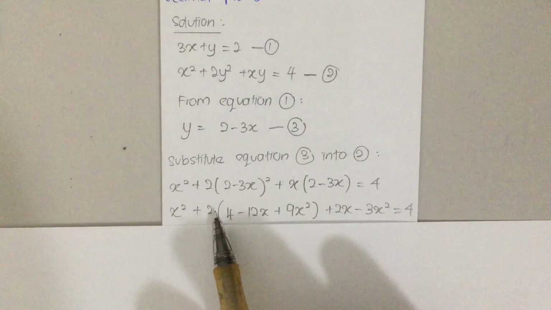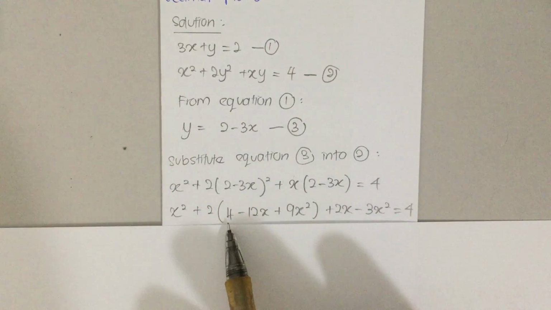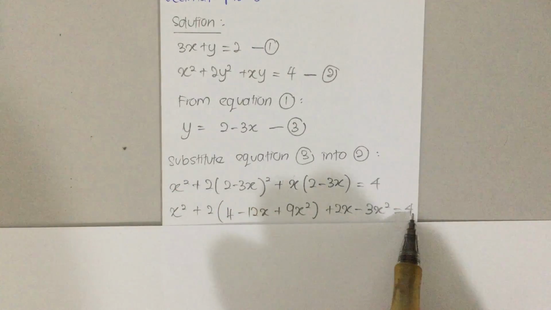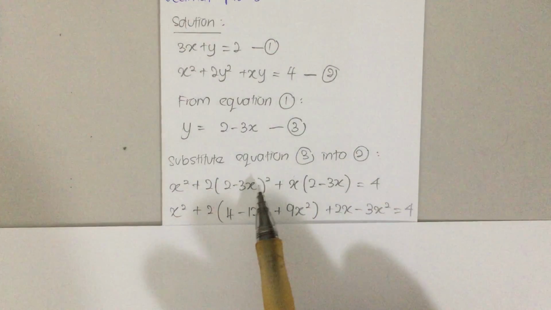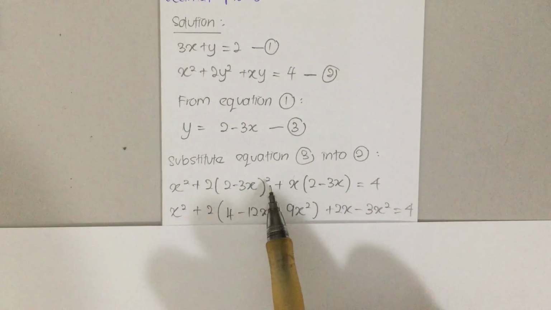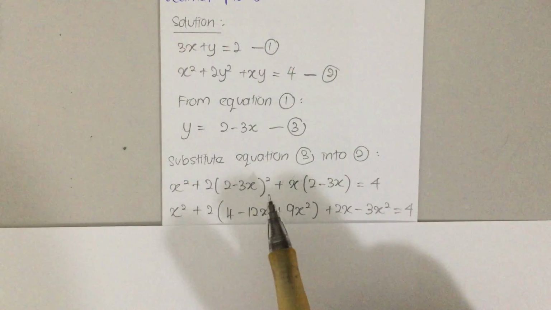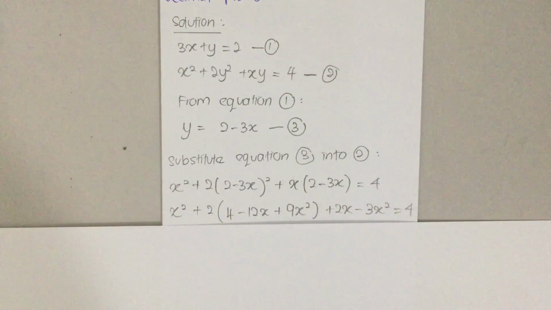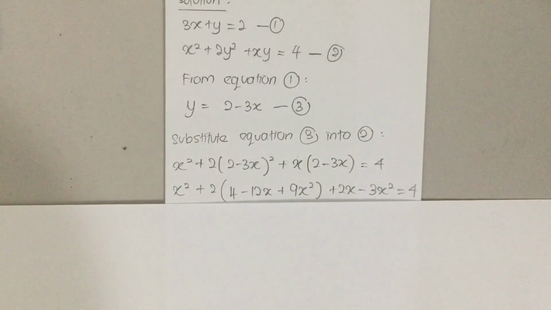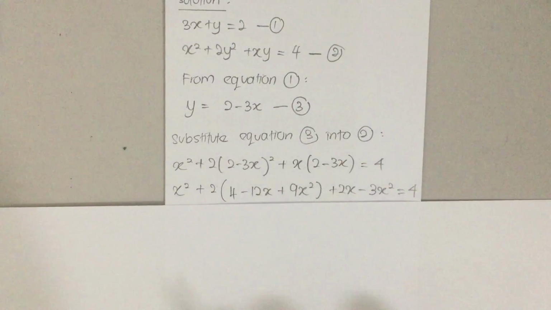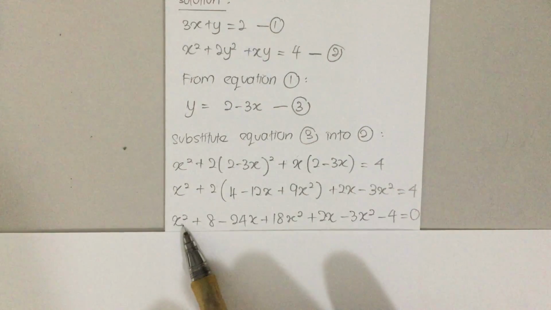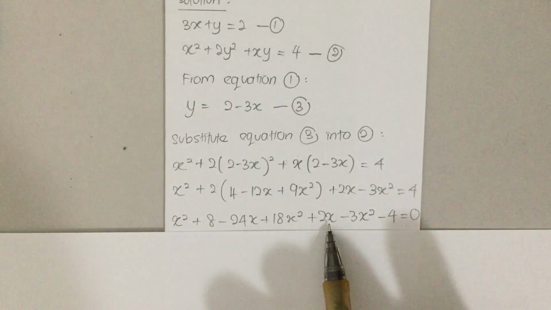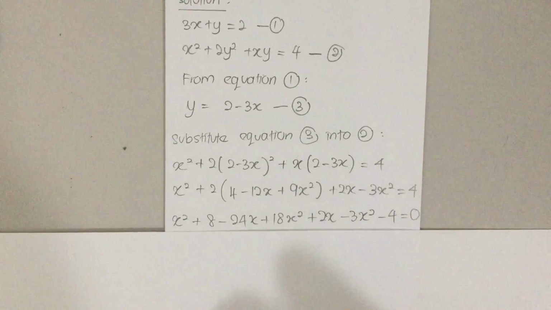Proceed with the next working. From here, x squared plus 2, we have already expanded this bracket, which gives 4 minus 12x plus 9x squared, plus 2x minus 3x squared equals 4. Alright guys, if you are able to expand with the power of square, you can proceed. If you can't, you need to do the manual expansion by putting in an extra working. That's up to you. From here, you expand the 2 inside, which gives x squared plus 8 minus 24x plus 18x squared plus 2x minus 3x squared minus 4 equals 0.